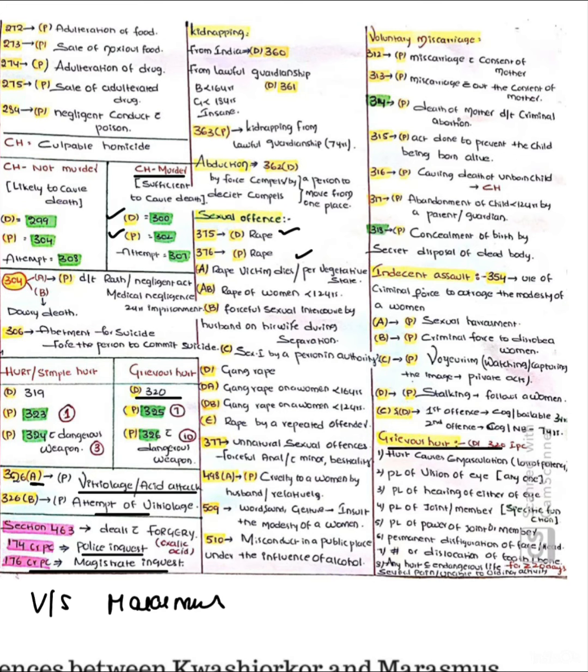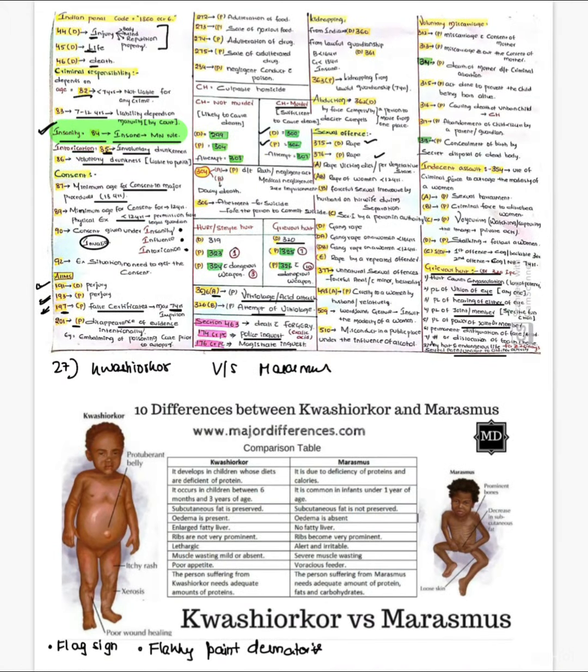Then grievous hurt, section 320 IPC, guys. Any hurt that causes emasculation, that is loss of potency, a vision problem, a hearing problem, any major problem, any member or joint that you cannot move, loss of power of a member of a joint, dislocation, any hurt endangering life: all of these are classified under section 320, your grievous hurt.